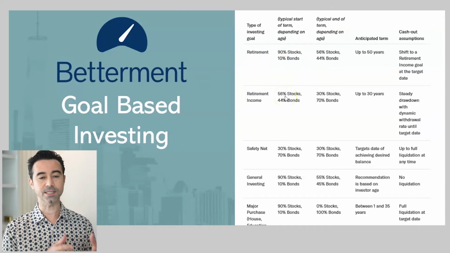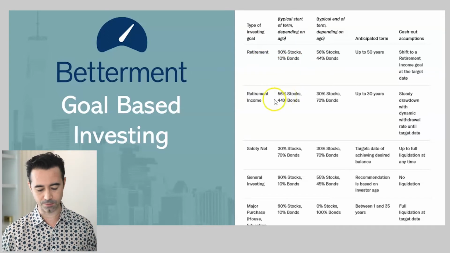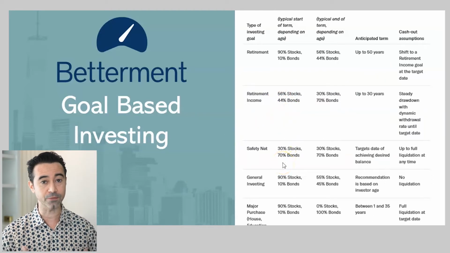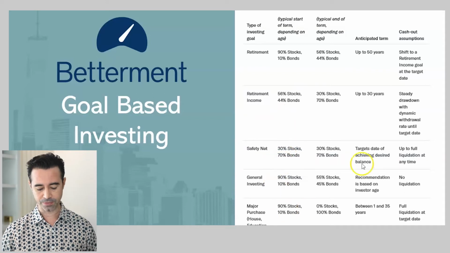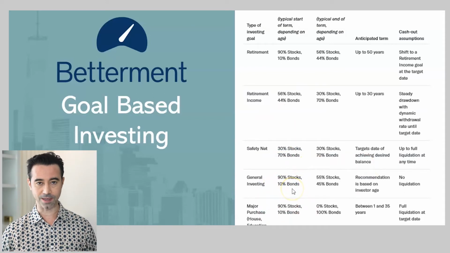But if you were in retirement trying to generate income, it would be different. It'd be 56% stocks, 44% bonds. If you're saving just a safety net for yourself, it could be 30% stocks, 70% bonds. General investing would just be 90-10.